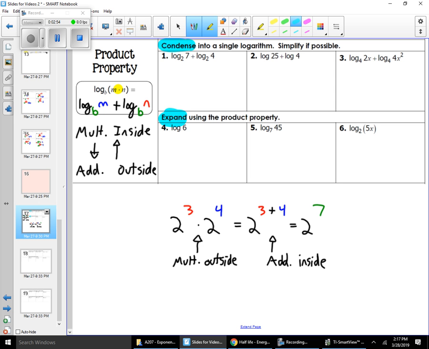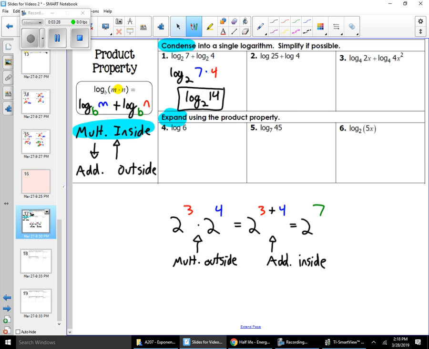So let's condense. Number 1 here, log base 2 of 7 plus log base 2 of 4. Well, that is addition on the outside. I'm going to move from addition on the outside to multiplication inside. So that will be the same thing as log base 2 of 7 times 4. Again, it was addition outside. That becomes multiplication inside. Well, 7 times 4, that's just 14.